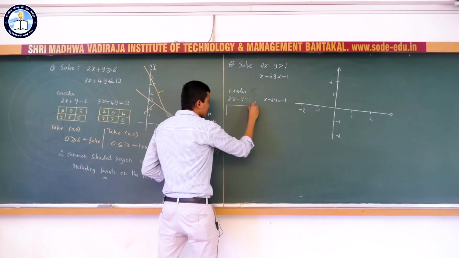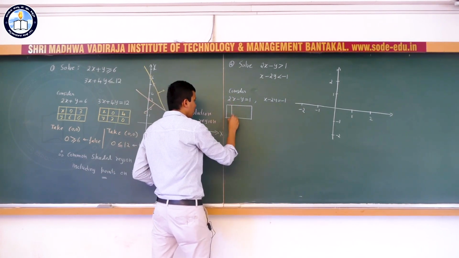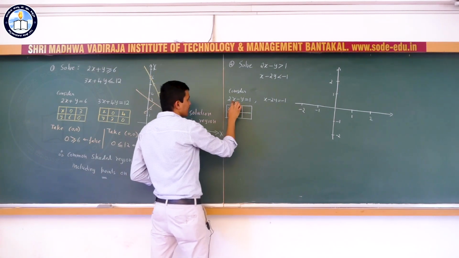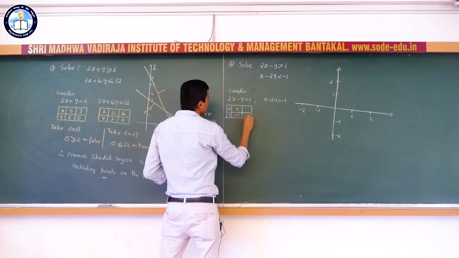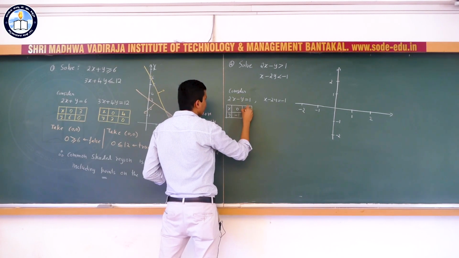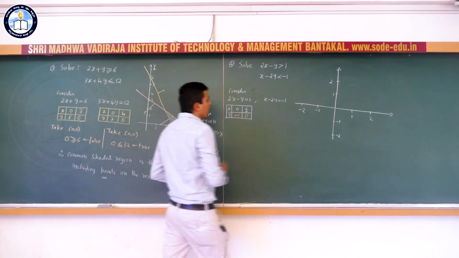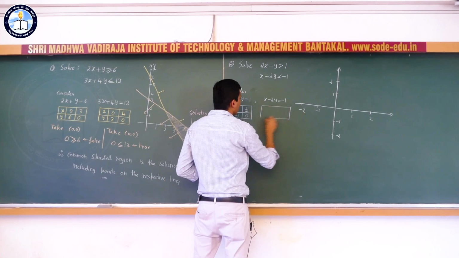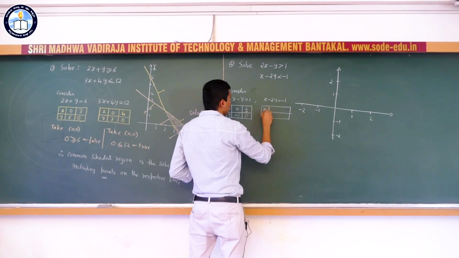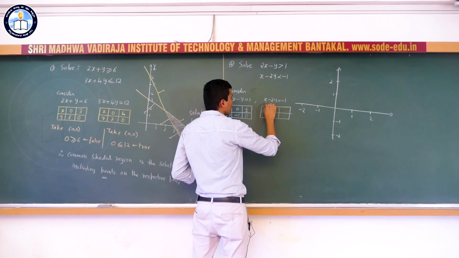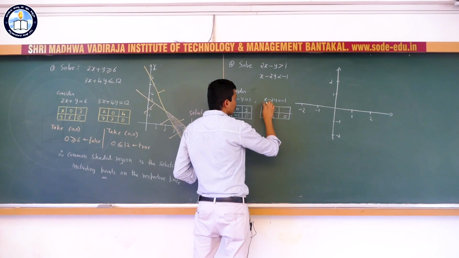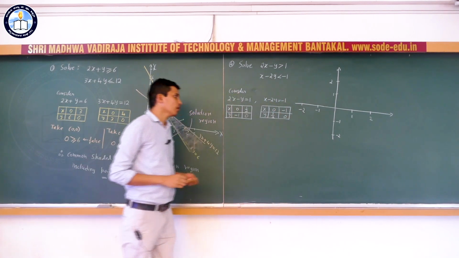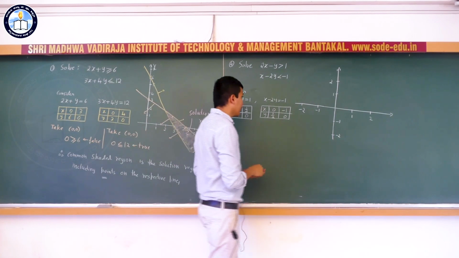To draw that line, I need the points, right? If x is 0, y is equal to -1, and if y is equal to 0, x is equal to -half. And here, if x is equal to 0, y is equal to half, and if y is equal to 0, x is equal to -1. So I need to plot these points on that graph sheet.